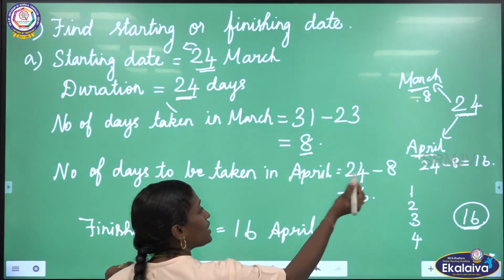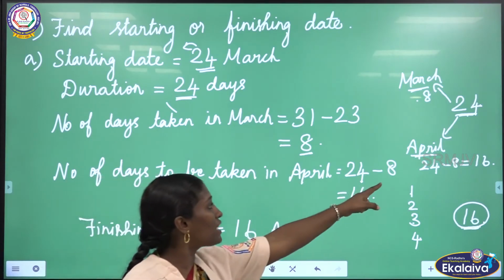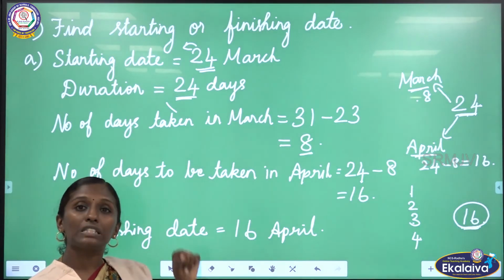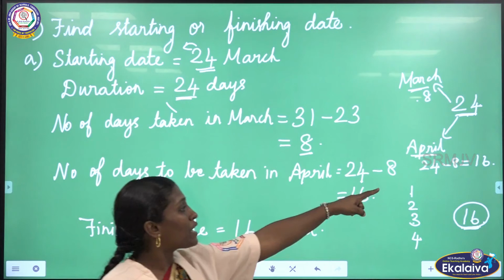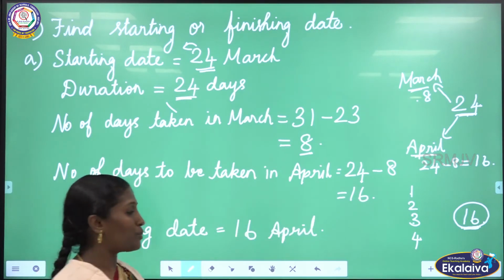So from the duration, we are subtracting the number of days in March, that is 8. Then we are getting 16 days. So we have to count 16 days in April to find the finishing date. By counting forward, we are finding the date, that is 16th April.